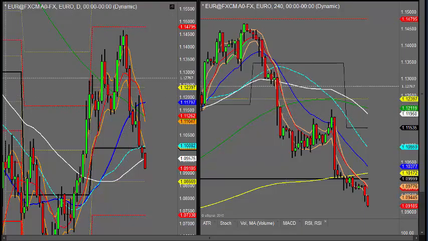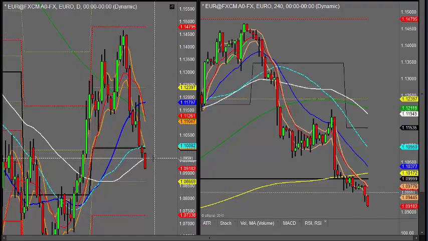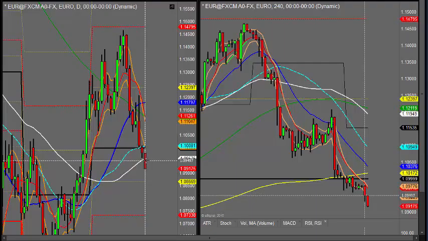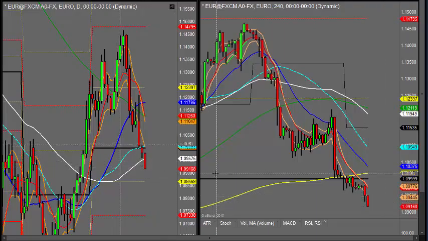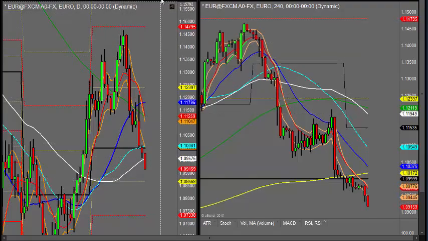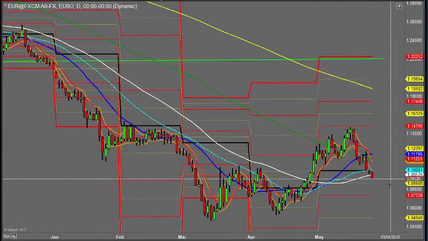So looking at the euro dollar first, and as you can see, if you'd followed the weekly video update I did yesterday, we've broken this sort of pivotal area of sitting at the daily 50. Now that's broken. We could see a continuation really to the downside here.